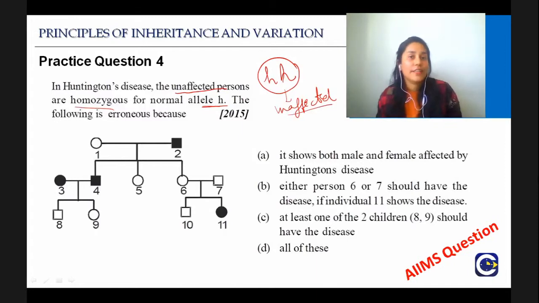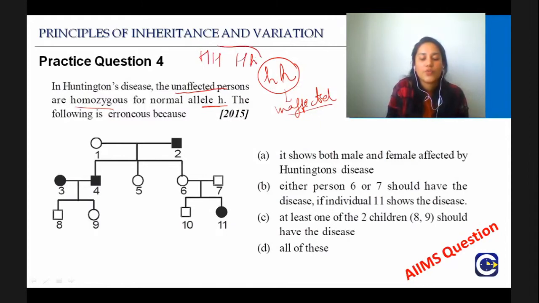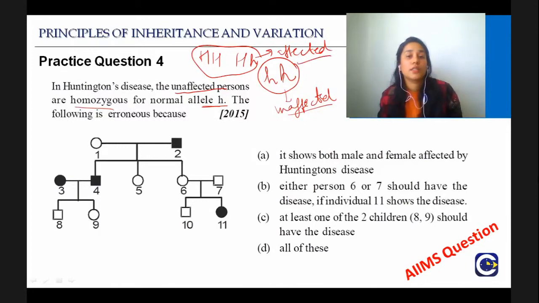I don't know, Kavya, if you are very convinced about the explanation, but we will see the question again after we solve this question. So try to solve this one now. In Huntington's disease, the unaffected persons are homozygous for the normal allele small h. So small h is unaffected, which means capital H with small h will be affected. It is a dominant disorder. Now try to tell me the answer.